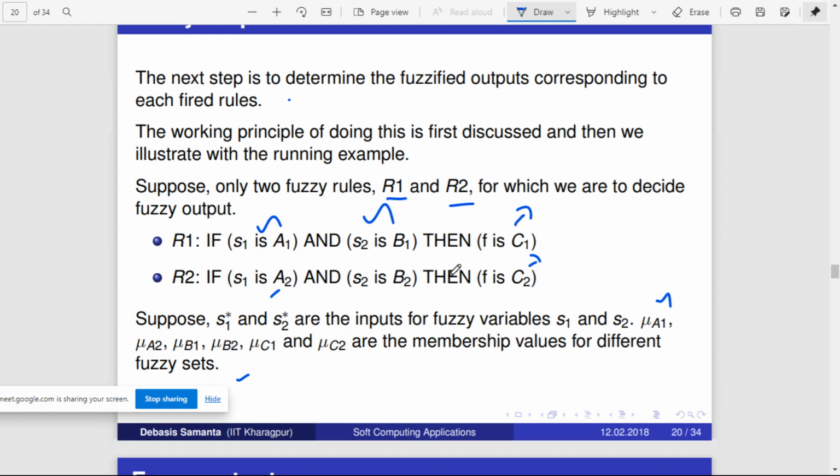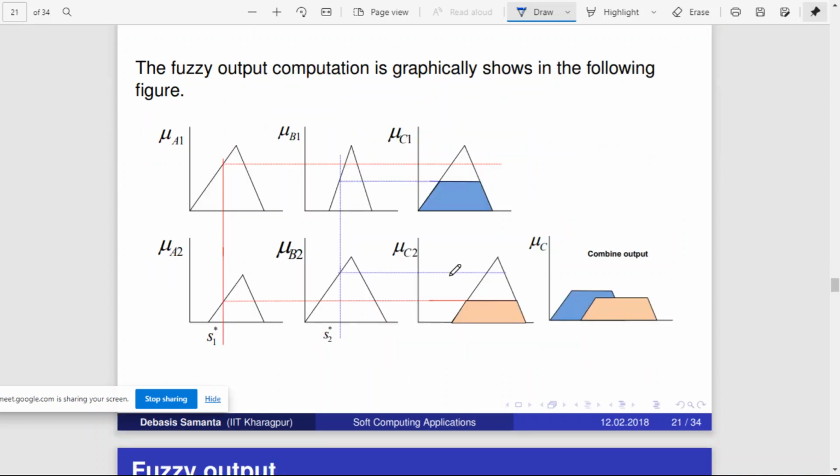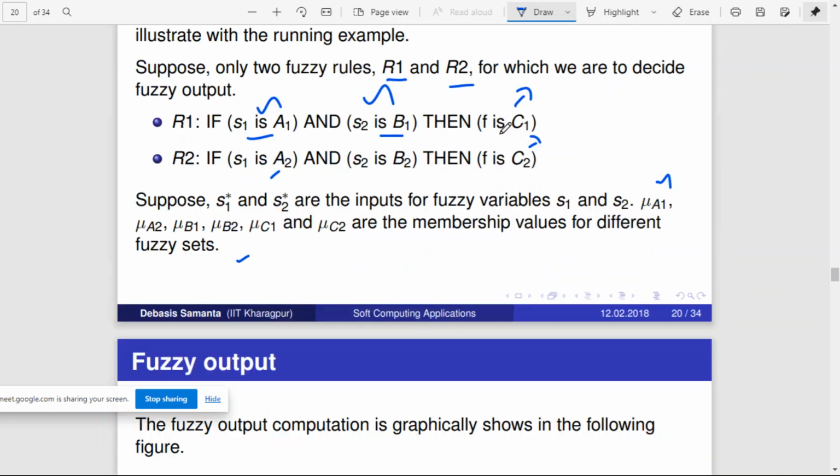Okay, then the fuzzy output, what we are going to take is, see, there are two rules here. First rule says that if S1 is A1 and S2 is B1, then F is C1. Second rule says that if S1 is A2 and S2 is B2, then F is C2, right?